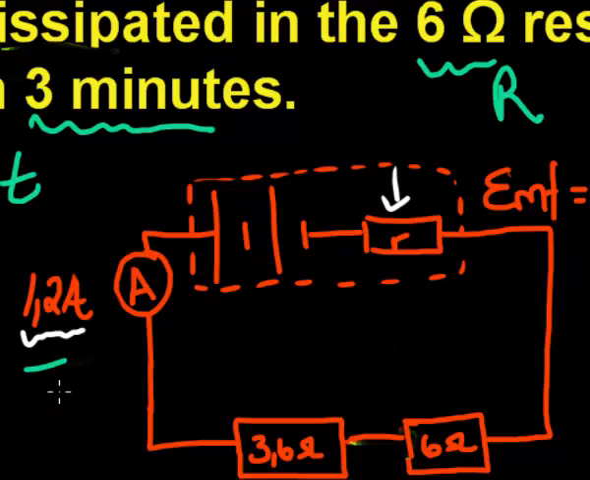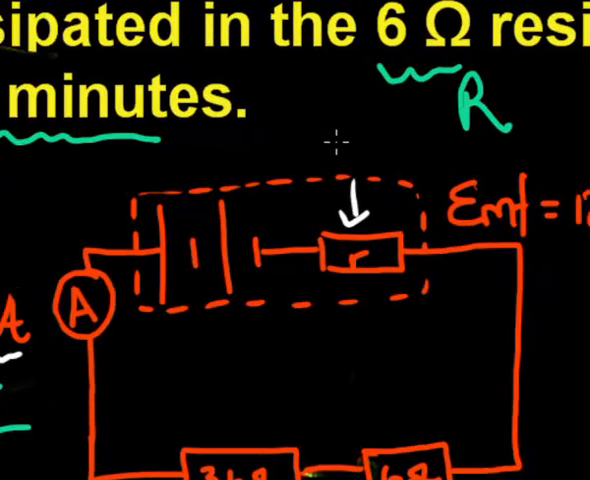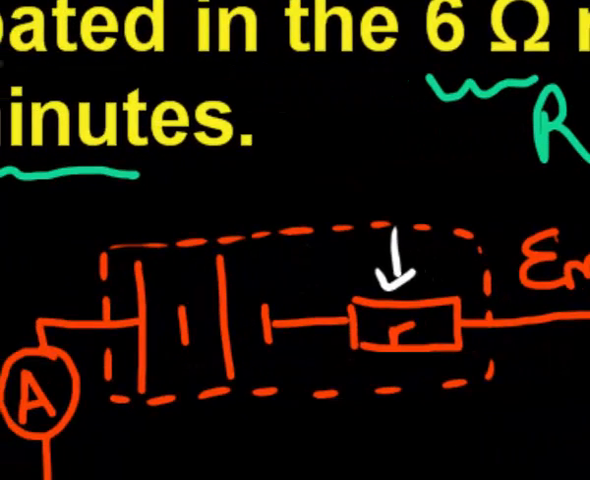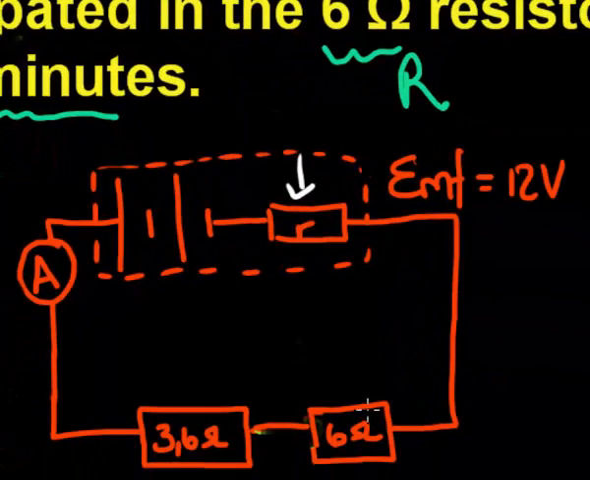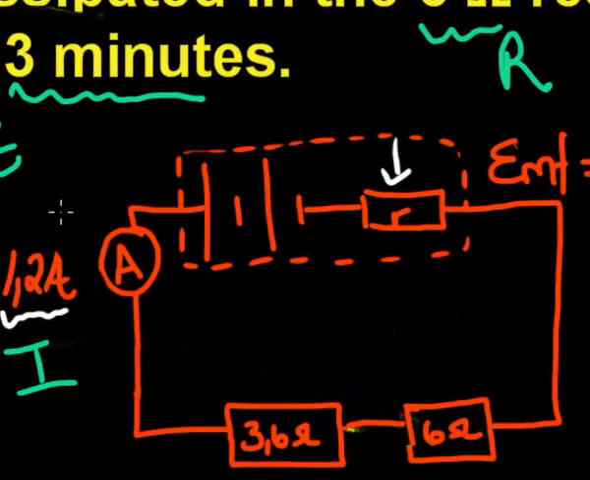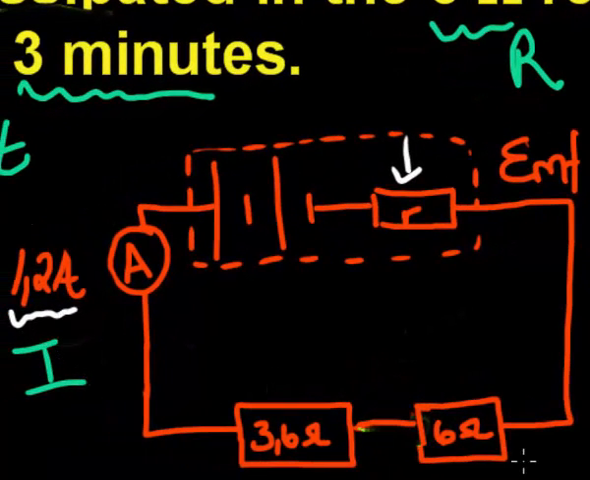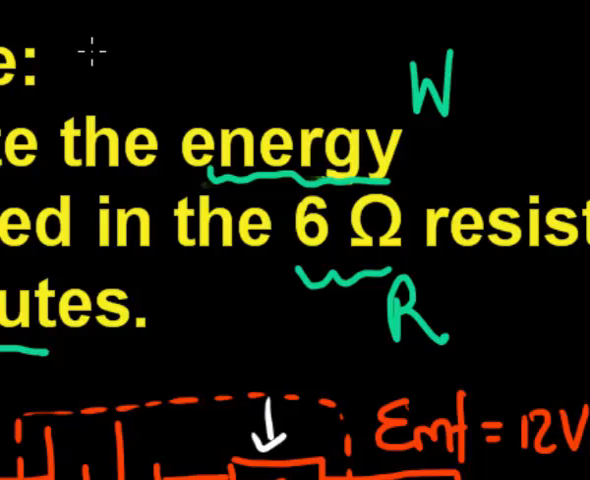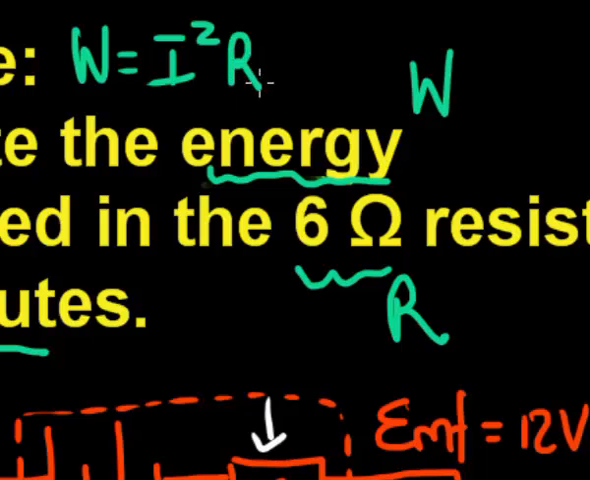And something else that we've got is the current. The potential difference though given is only across the battery. And we thus do not know what will be the potential difference across the 6 ohm resistor. We do know though that the whole 1.2 amp of current will be running through this series resistor. Now making use of what we've got, W, R, I and t, we'll realize that the formula that we can make use of will be W equal to current squared times resistance times time.